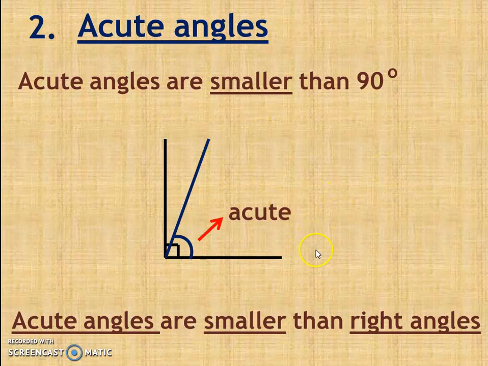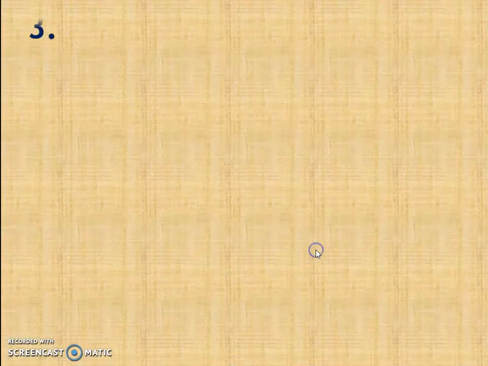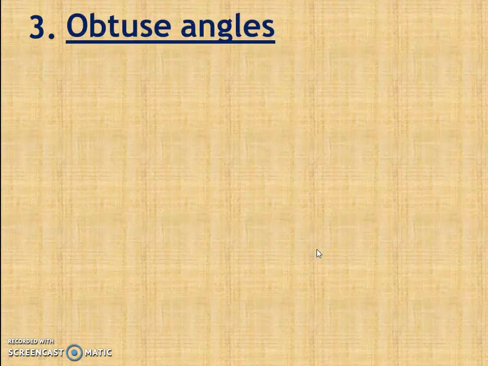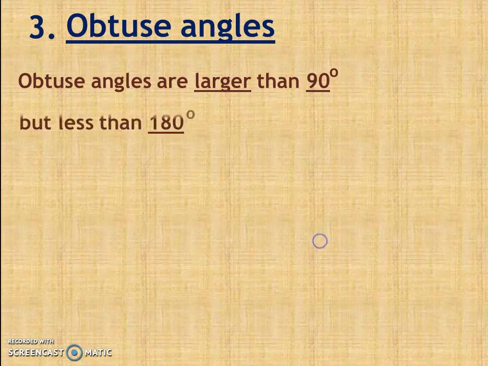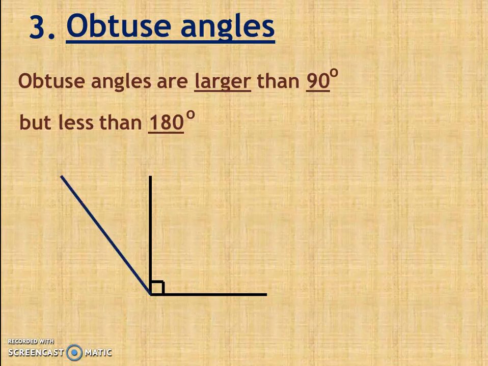Now, let's continue to the third one, obtuse angles. What are obtuse angles? Obtuse angles are larger than 90 degrees but less than 180 degrees. Let's check this one. This is a right angle and it's 90 degrees. So if the angle looks like this, bigger than 90 degrees, it's called an obtuse angle.